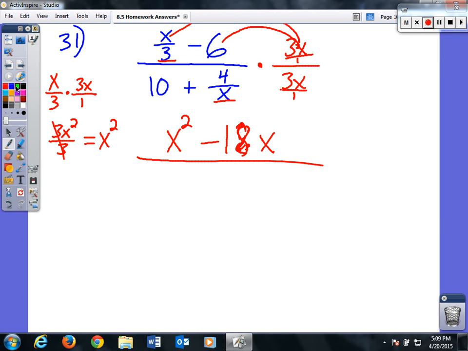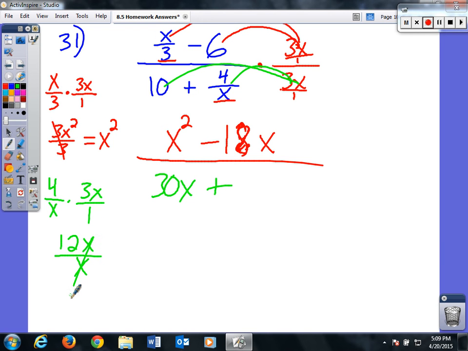Let's multiply 3x by 10. So that's 30x plus. And then we do 3x times 4 over x. So we have 4 over x times 3x over 1. On the top, that's 4 times 3 is 12. x divided by x, the x's cancel, and we're left with 12. Again, this is why we multiplied everything by x, top and bottom, so that those x's would cancel.